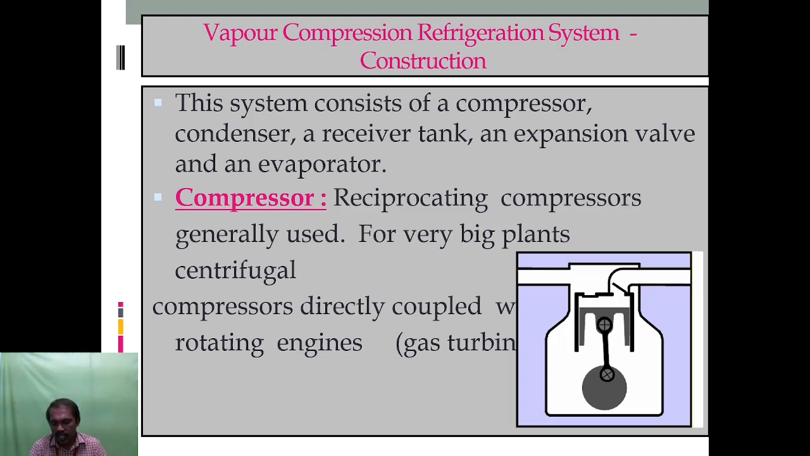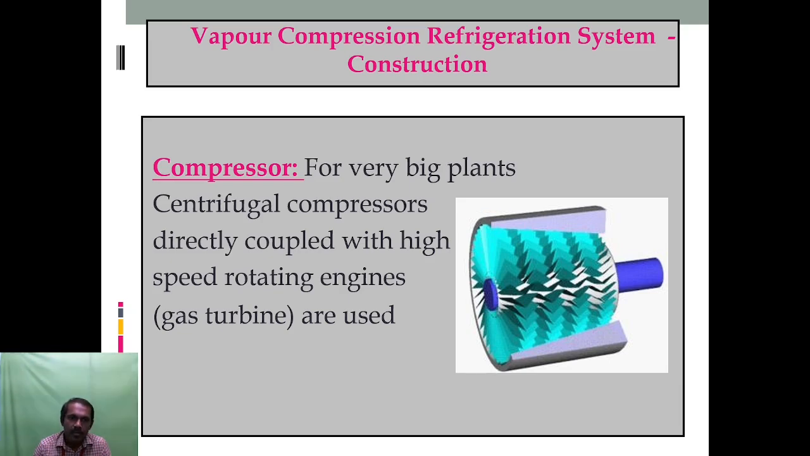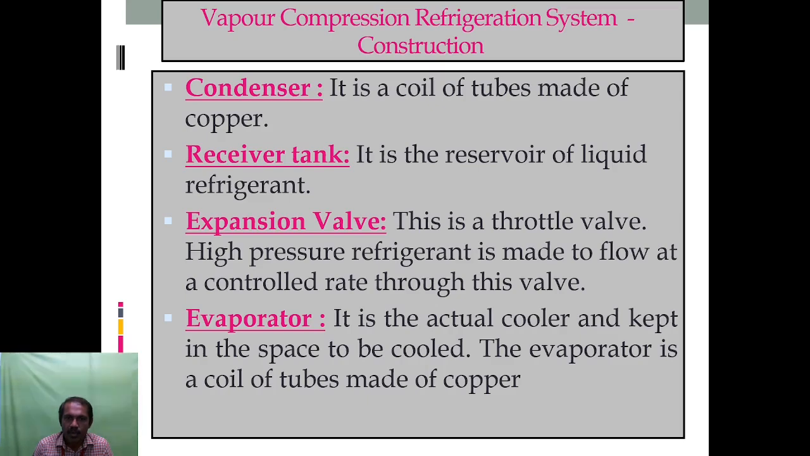The compressor, as I already told, is generally a reciprocating compressor, and in a very big plant, a centrifugal compressor. The compressor is directly coupled with a rotating engine, to produce high pressure, high temperature vapor. In a very big plant, as already told, a rotating engine or gas turbine is used.